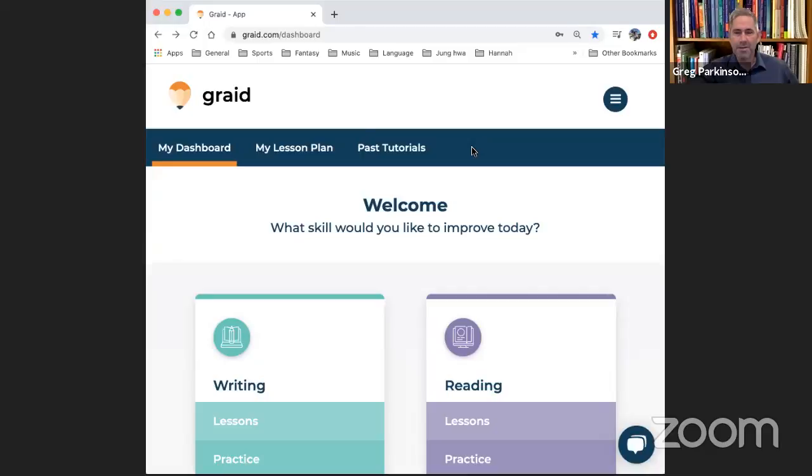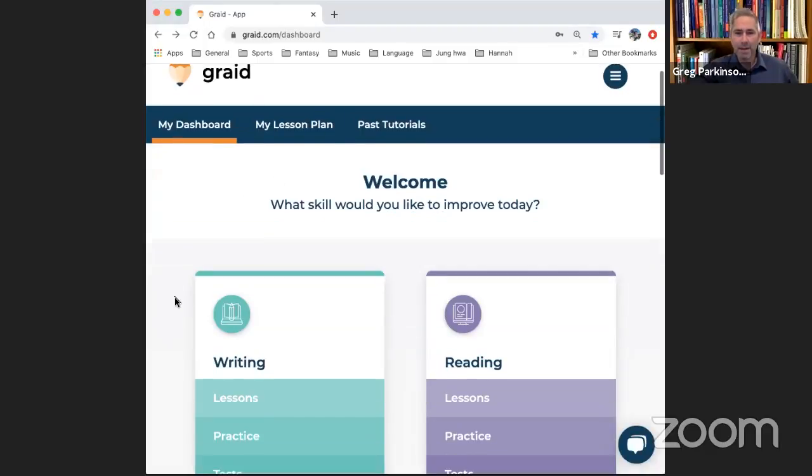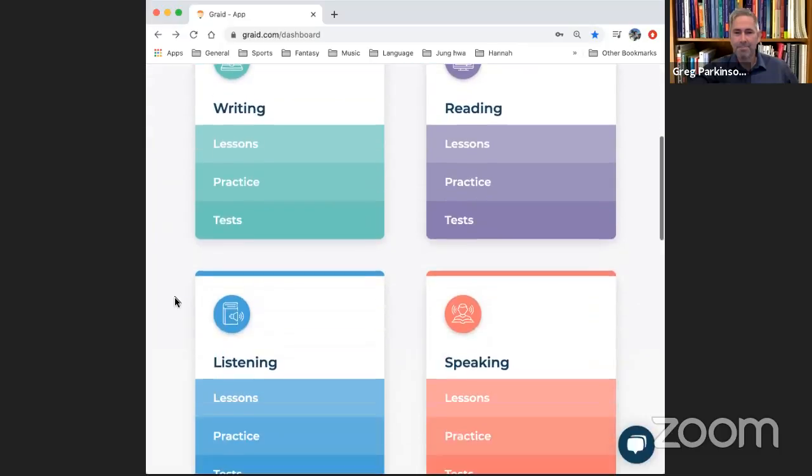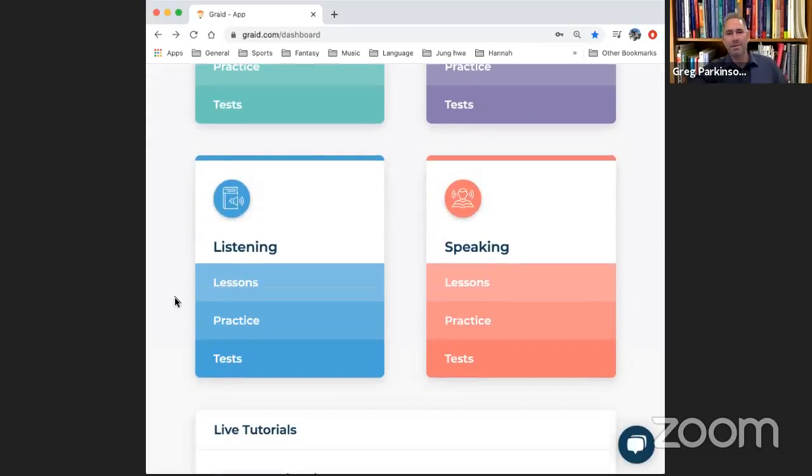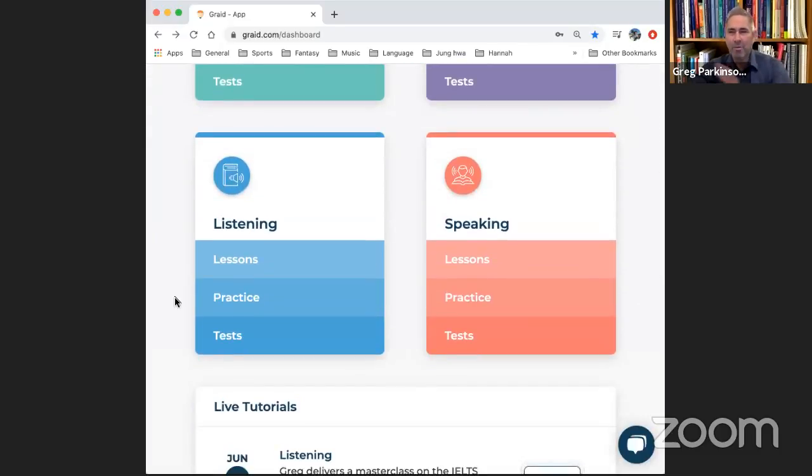Okay, so hopefully you can see the grade dashboard. So to practice listening, just scroll down to the bottom. You can see all the different practice tests. Now, again, I want to emphasize this is a practice test. This is not an authentic IELTS test, but it has been designed to replicate what you might expect to encounter on test day.